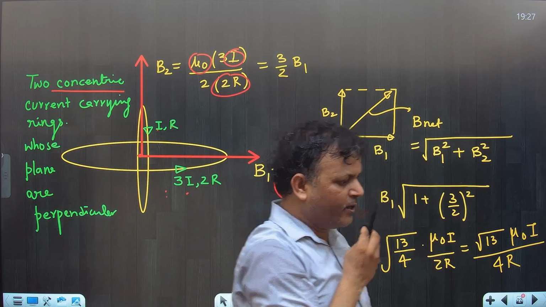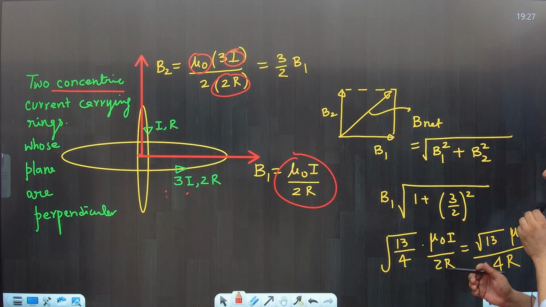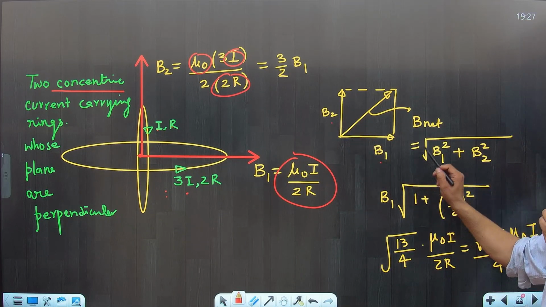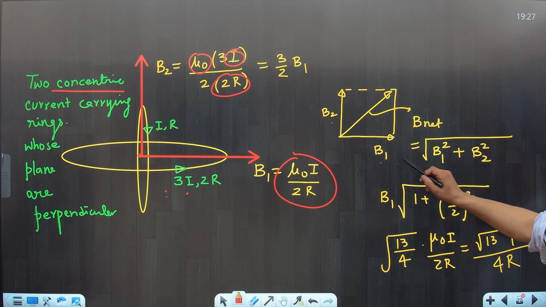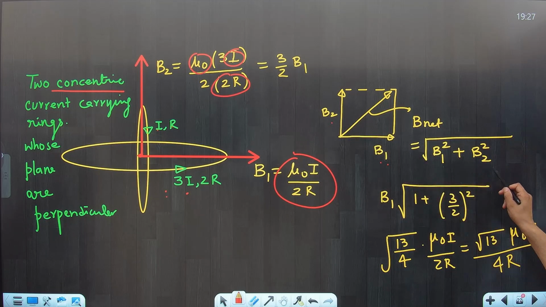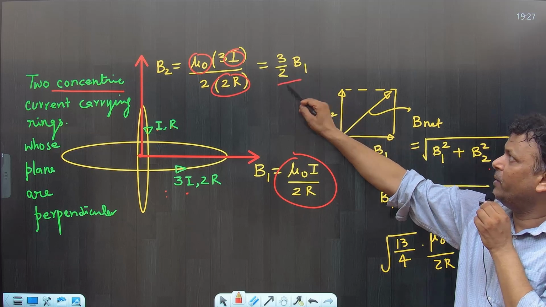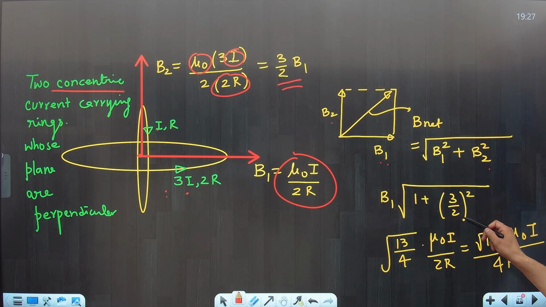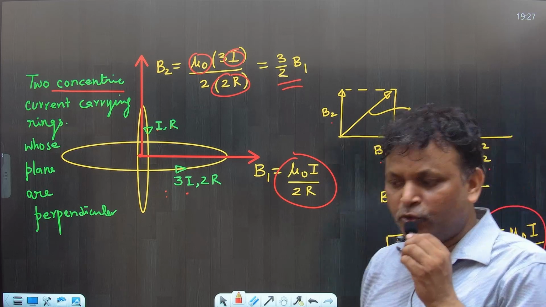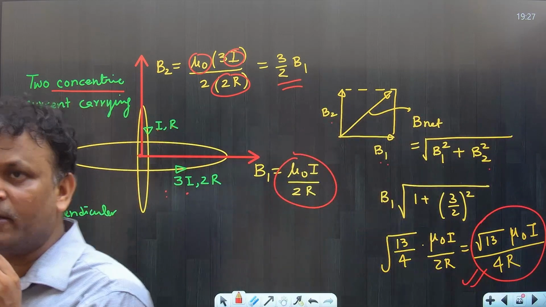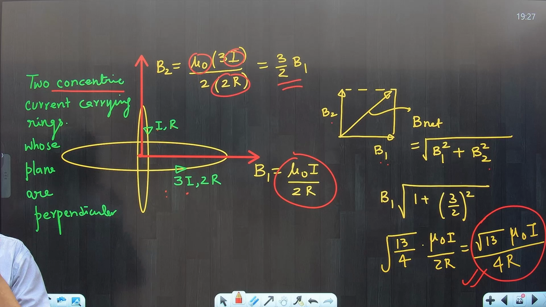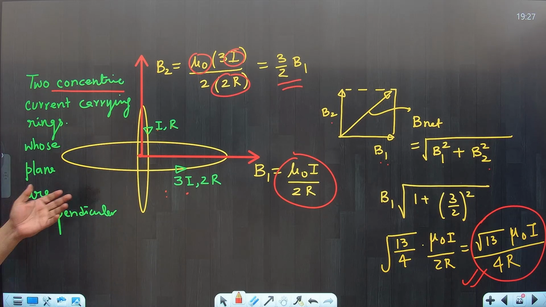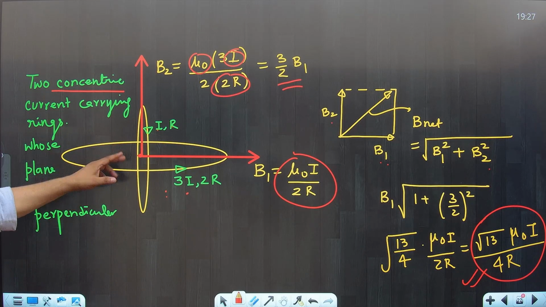Now you have to calculate the net magnetic field, right? So B1 is here, B2 is here, and B net using Pythagoras is root of B1 square plus B2 square, and B2 was 3 by 2 B1. So you will get root 13 by 4r mu naught I. It was a very interesting problem when there are two loops which are concentric and in different planes, and those planes were perpendicular.